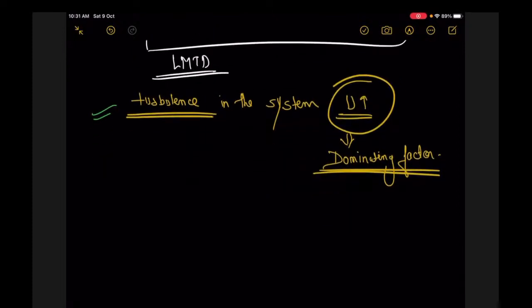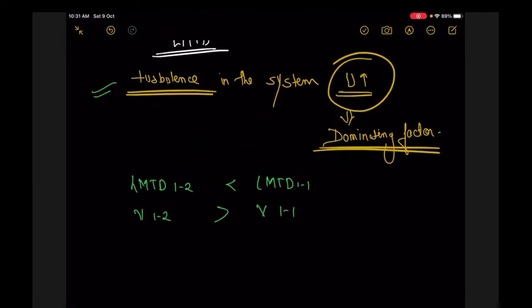So if you compare LMTD, LMTD of 1,2 will be less than LMTD of 1,1. Velocity of 1,2 will be greater than velocity of 1,1. So basically it will help to increase our overall heat transfer coefficient. Okay. This is the important factor.